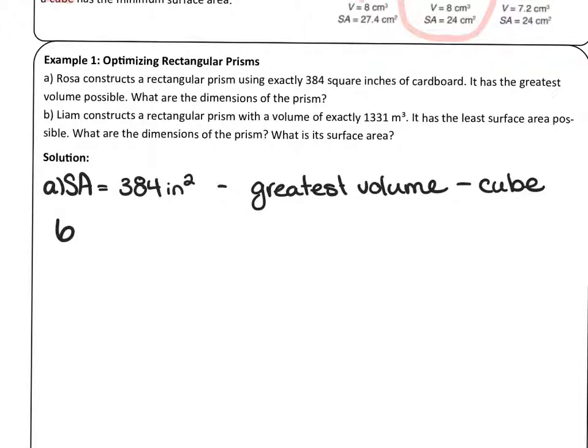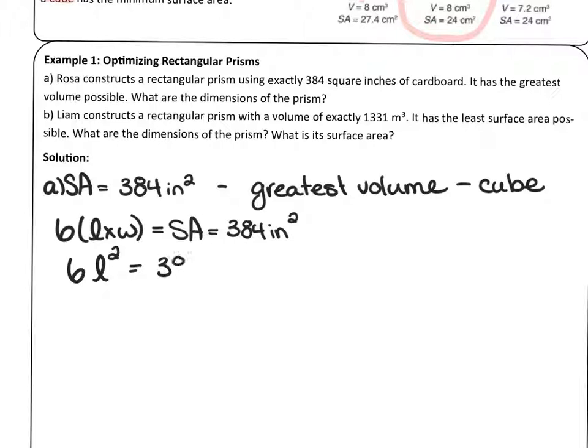Because we know in a cube, all the sides are exactly the same, I have 6 sides that are length times width, and that will equal our surface area, which we know is 384 inches squared. So I'm going to solve for our length and our width, which I know are the same because we're dealing with a cube which has square sides. So I'm actually going to change this to 6L times L, which is L squared, equal to 384. And I'm going to solve for L.